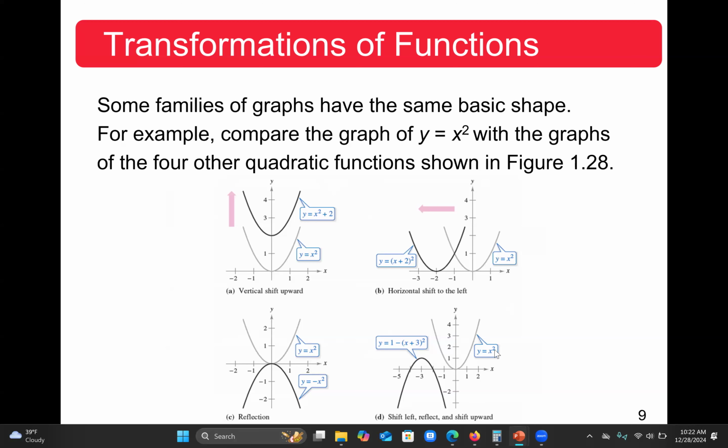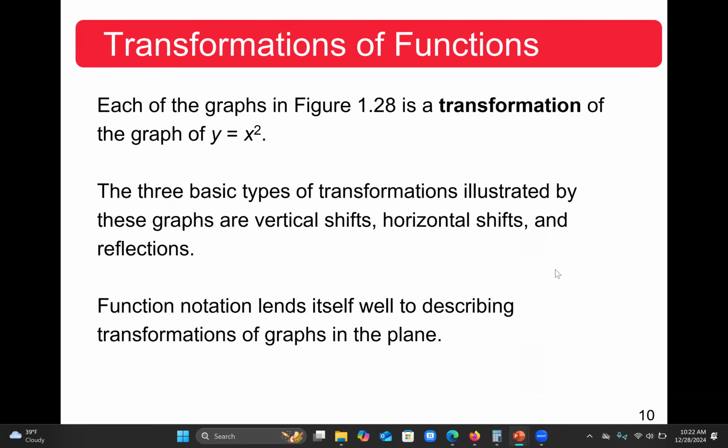Again, we have y equal to x squared. This time we have y equal to 1 minus x plus 3 all squared. So we can see the transformation of y equal to x squared. Now, this is a quadratic equation. When the x squared coefficient is positive, it will open upward, and when it's negative, it will open downward. So this is just a few examples of transformation of a function. We will see an example soon.